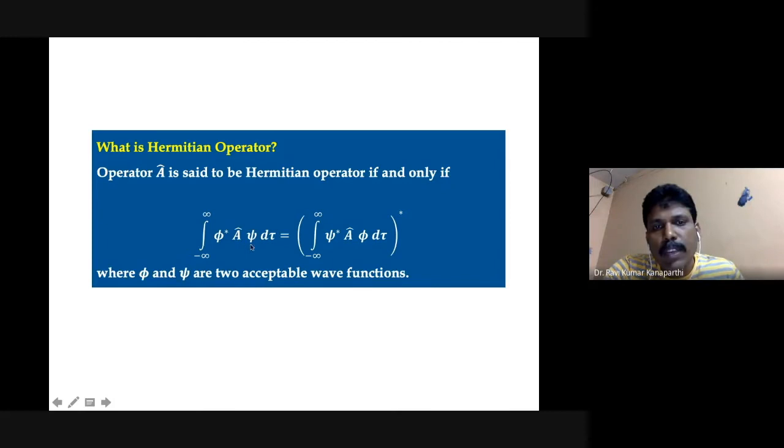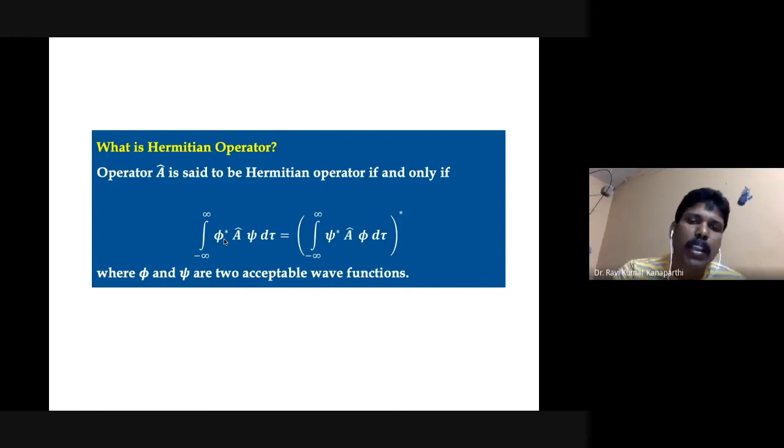So what we have done here is that we have an operator, and we allow the operator to operate upon one function, that is psi. Then we get some new function. Then that new function we multiply with the complex conjugate, right? What you will get is going to be some other function, isn't it?